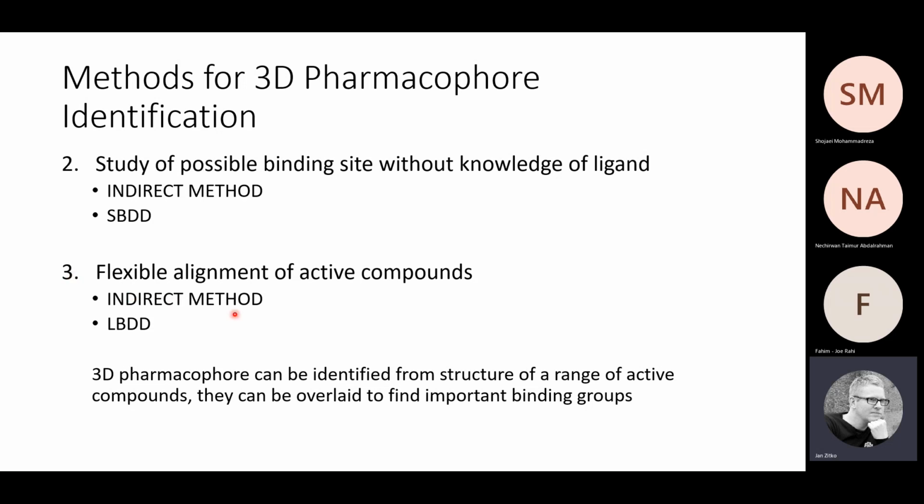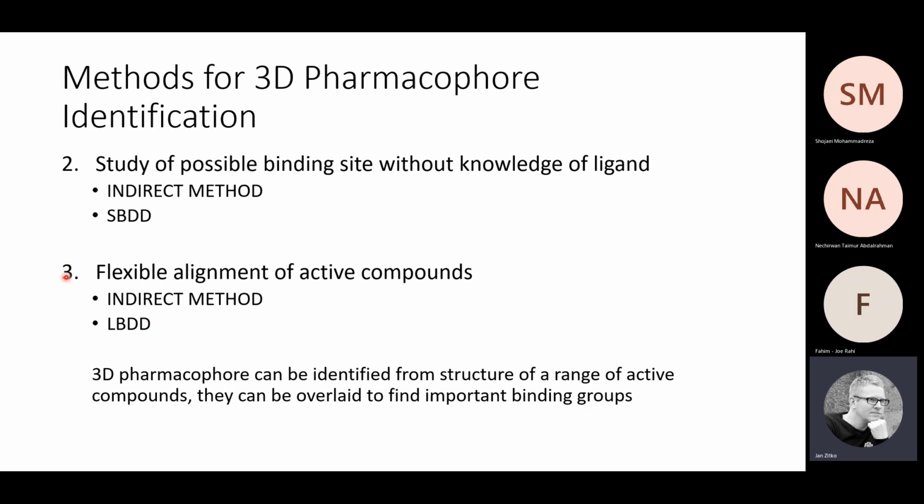Situation number 3 is also an indirect method, and in this case we are even less happy with the situation. We do not have the structure of the complex, and we neither have the structure of the target. We only have a list of active compounds, which we know from the literature, for example. So what we can do is perform so-called flexible alignment of the small molecules, the ligands which are active. Then we observe which features in these active molecules are repeating and overlaying in most of the active compounds. From this, we can deduce that the features which are heavily repeated within the active compounds might be important for the interaction, so they might be part of the pharmacophore. From this information, we can build the pharmacophore model.